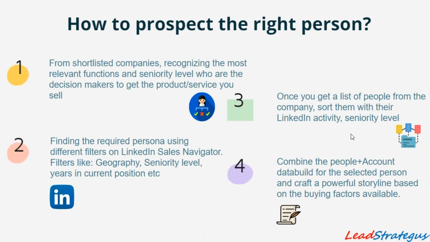So then you find these people, and you sort them not just by seniority but by LinkedIn activity. The more active they are, the more are the chances of their responding to you with a well-directed message. And then you hit them with a storyline, a message which is likely to resonate with them. And you can do all this yourself.